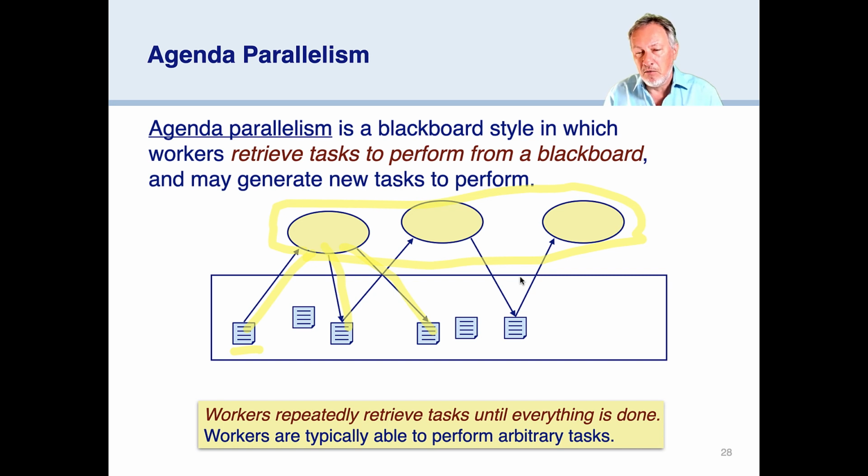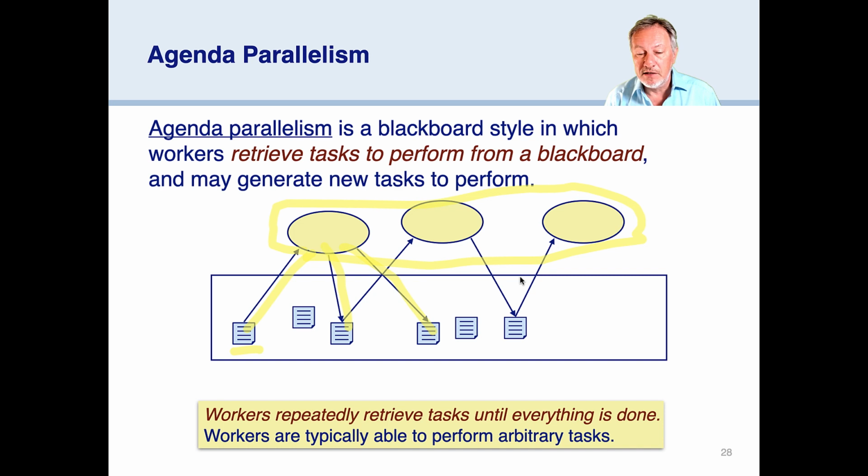So this is less structured, not strictly hierarchical, but leads to a kind of self-regulating system. As long as there's work to be done, workers will be picking up tasks. As long as there's new work to be done, workers will produce new tasks for the blackboard. Eventually the system acquiesces and we get our final result. So workers repeatedly retrieve tasks until everything is done.